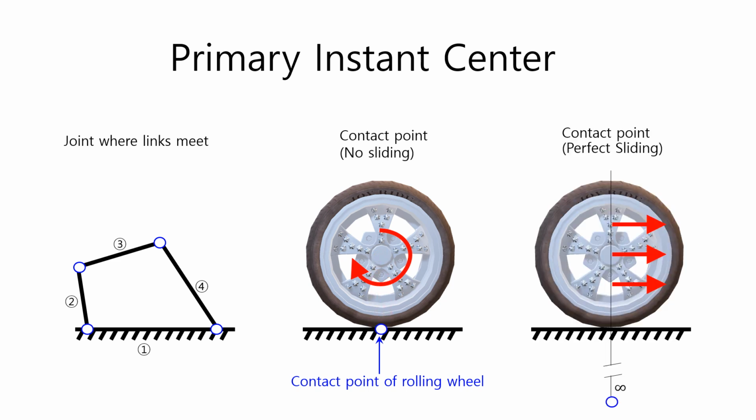The third type of primary instant center is when the wheels do not roll and are held in place by the force of the brakes, causing a perfect slip, skidding along the road surface. In this case, the instant center, as we have seen, moves infinitely farther away.